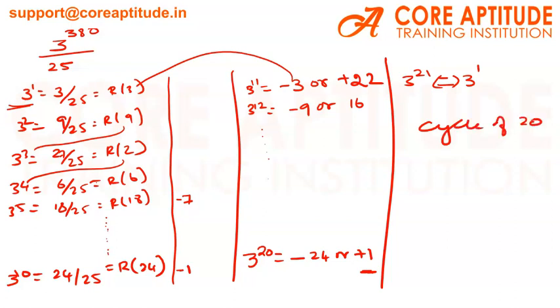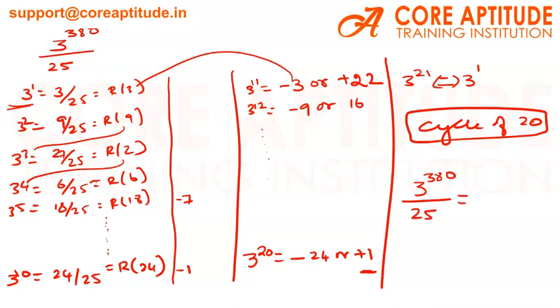Cycle of 20, right? I need to find the remainder for 3 power 380 divided by 25. I'm just trying to reduce the power, right? So I need to find the remainder of 380 divided by 20, and then use that as the power of 3, divided by 25. Why 20? Because I know that this repeats for every cycle of 20. So what is the remainder of 380 divided by 20? It will be 3 power 0 divided by 25.